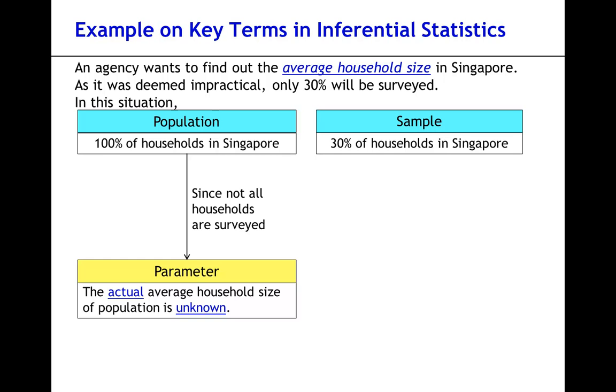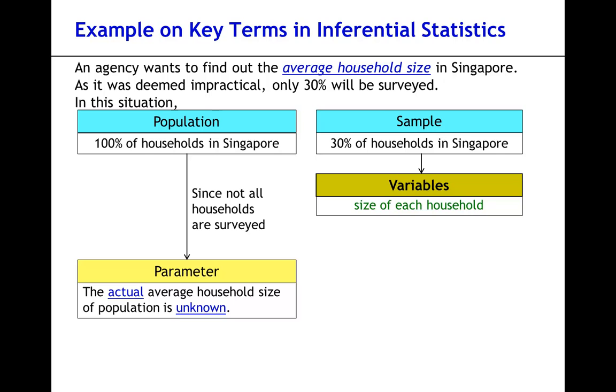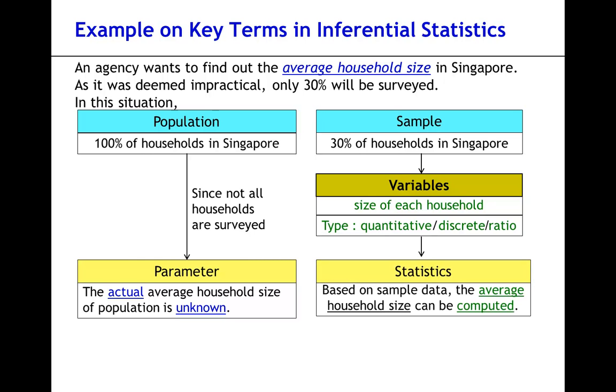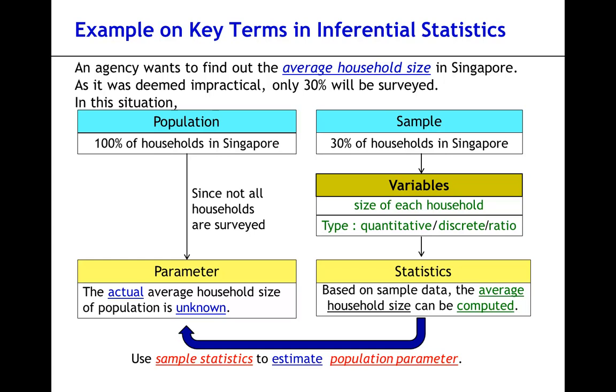When conducting the survey, the variable or the characteristic of interest is the size of each household. Since the size is just a head count number, it is quantitative. And head count numbers are whole numbers, so it's discrete. Since absolute zero is involved and multiples in head counts are meaningful, so it's a ratio scale. Based on the sample data, the sample statistics can be computed. From there, we can then use the sample statistics to estimate the population parameter.